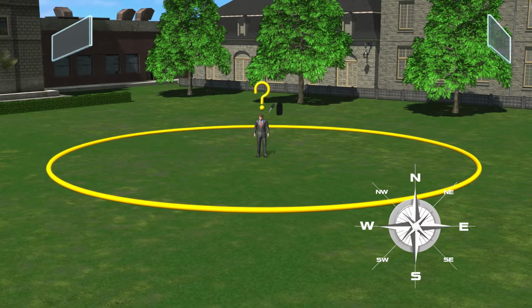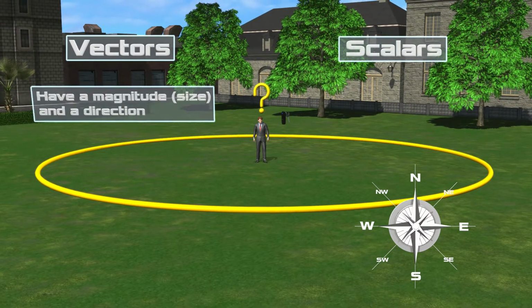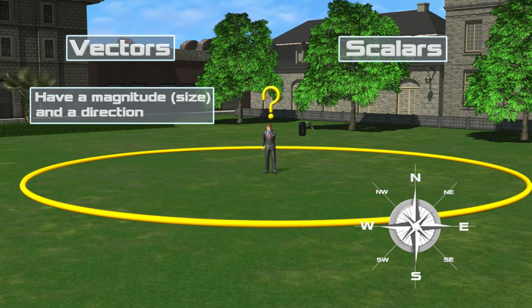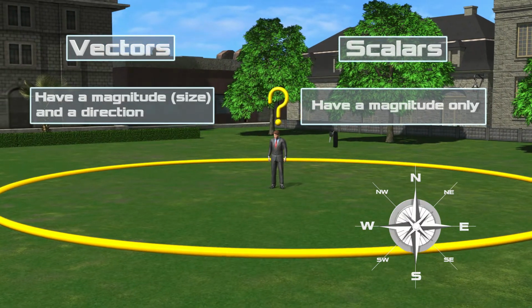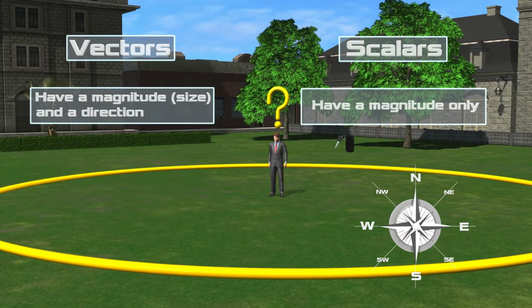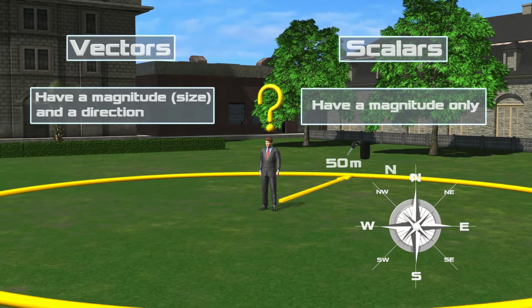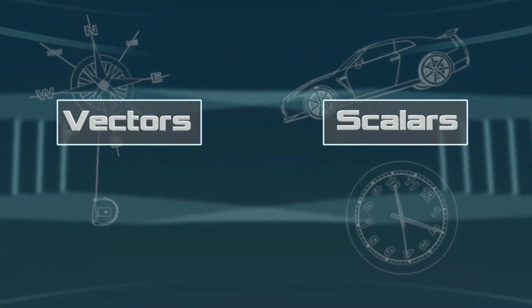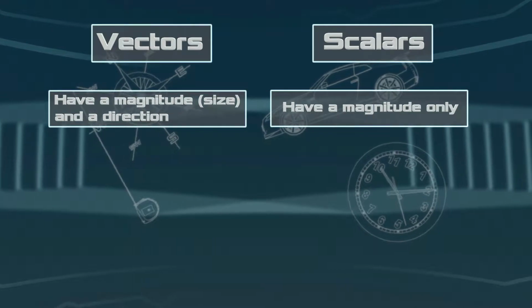Physical quantities fit into two categories, vectors and scalars. Vectors are quantities that need a magnitude or size and a direction to fully describe them. Scalars just have a magnitude. To fully describe where the car keys discussed earlier were, we would need the magnitude, 50 meters, and a direction, such as north.